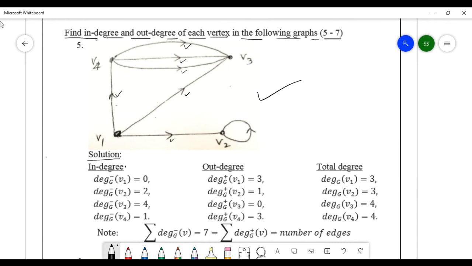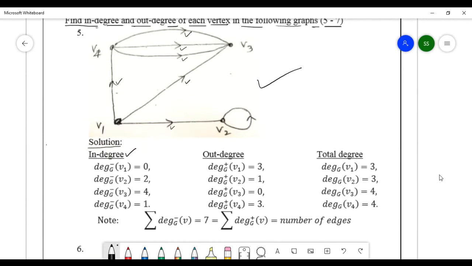First, I will find the in degree. Right. How to find in degree? First, you have to find in degree for all vertices. Now look here. In degree means this sign, degree of vertex v1. This sign, in degree, means minus.